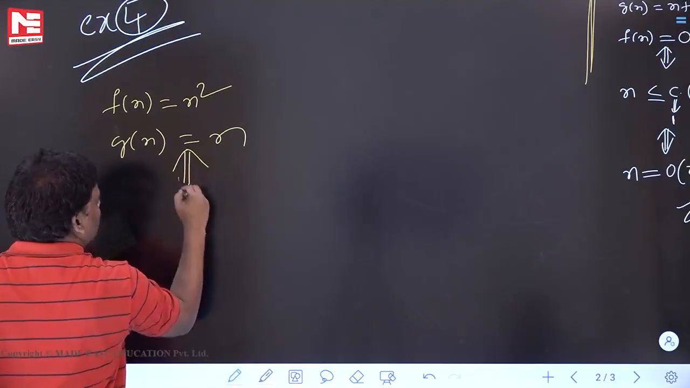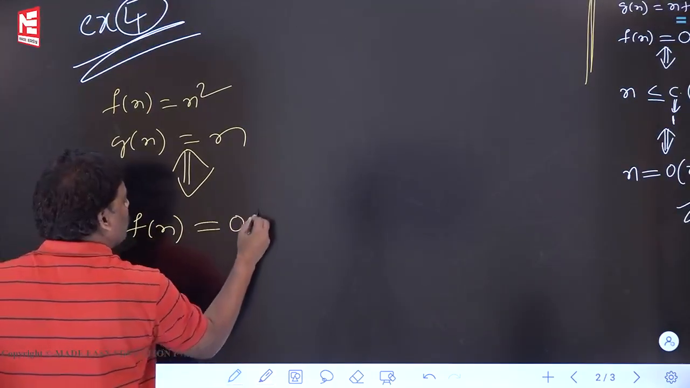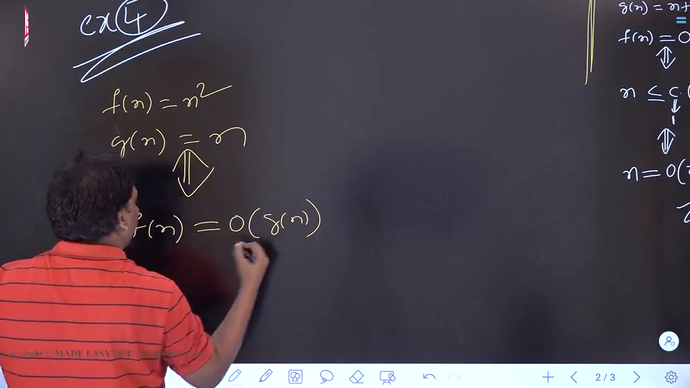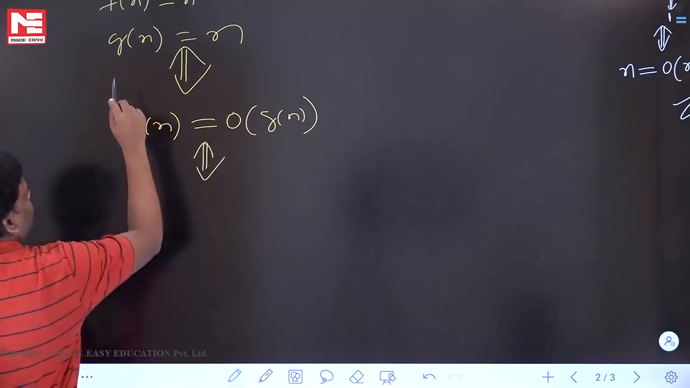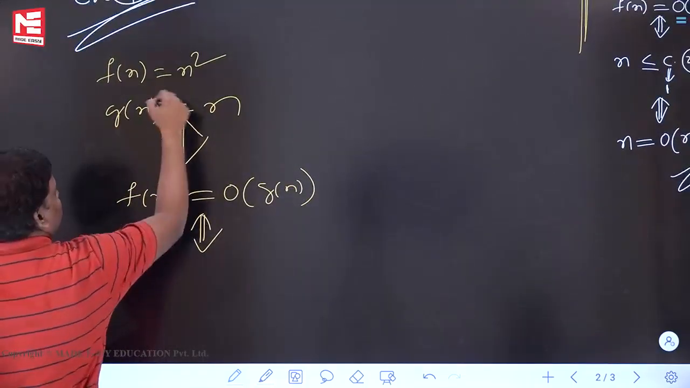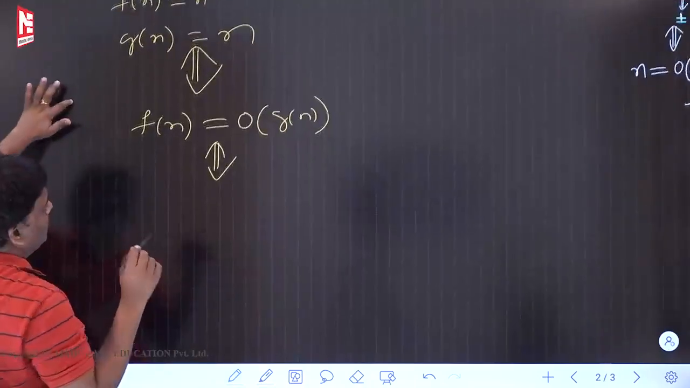I want to say that f of n is big O of g of n. If you want to say this, you have to satisfy one condition. What is that condition? These are the two functions, and between them the condition should be satisfied.